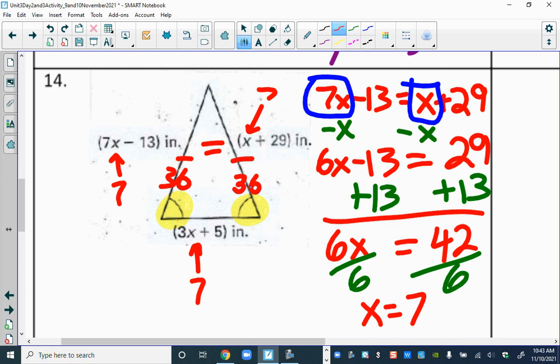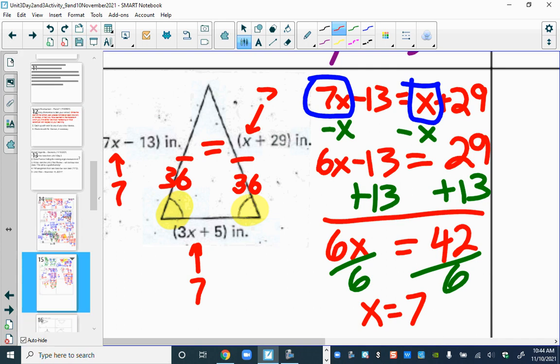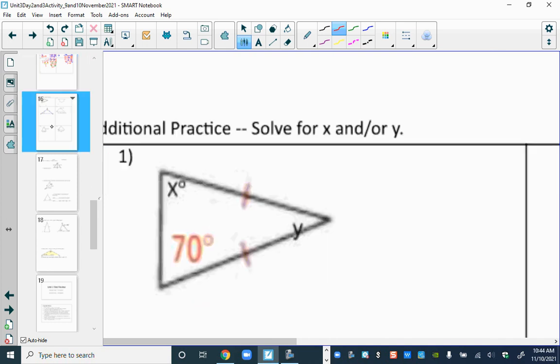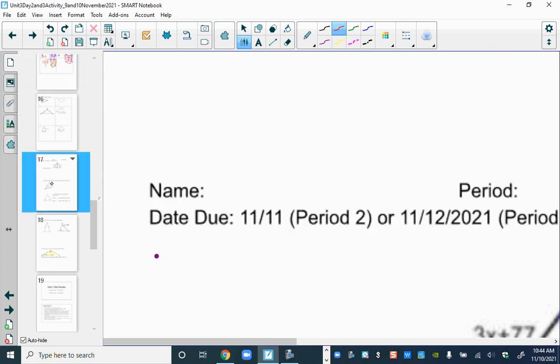Now, going forward. Let's see where we are. My board's not working. Okay, we'll skip that. That one we're not going to worry about.